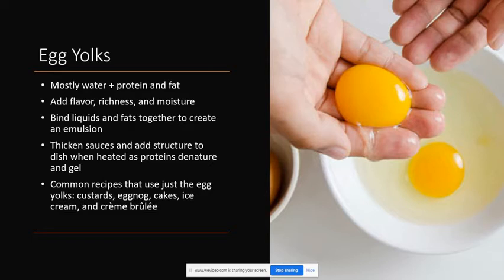Egg yolks also thicken sauces and add structure to a dish when heated, because those proteins denature. The three-dimensional structure of the protein sort of unwinds as hydrogen bonds break between the chains of amino acids, and then they coagulate or gel to create what can be a rather solid structure or just a kind of fluid but thick structure. So common recipes that use just the egg yolks are things like custards, eggnog, cakes, ice cream, and creme brulee.